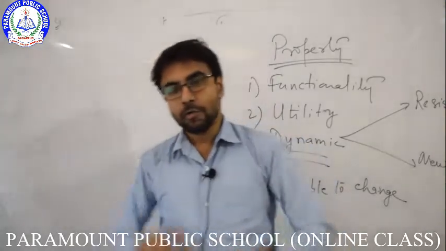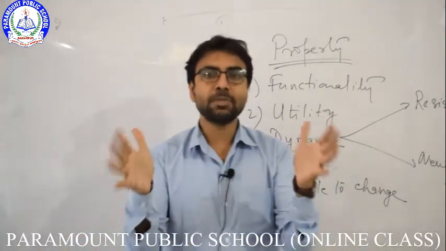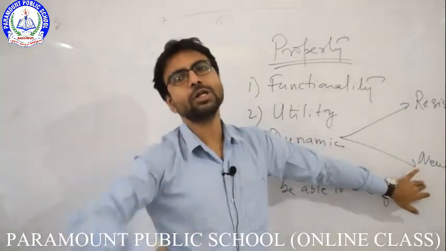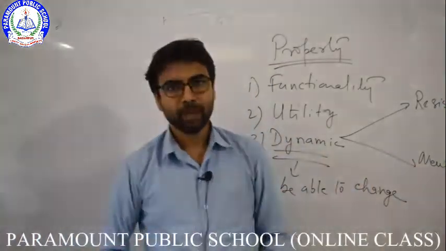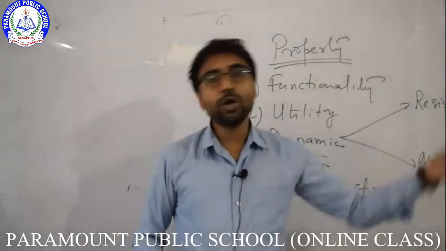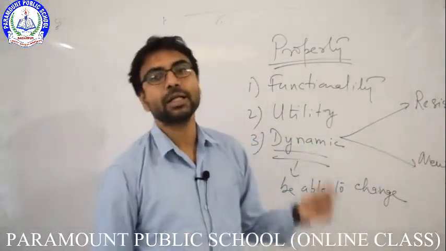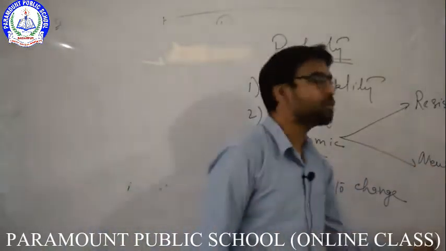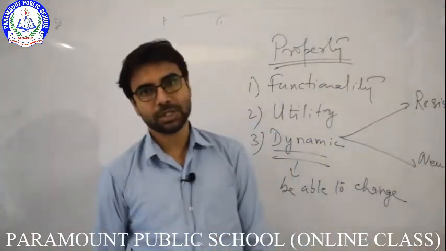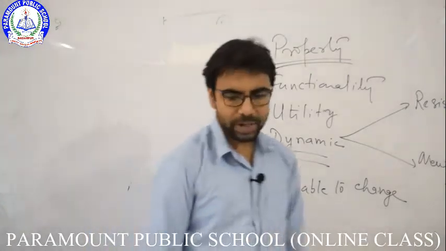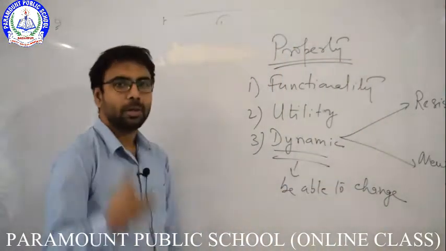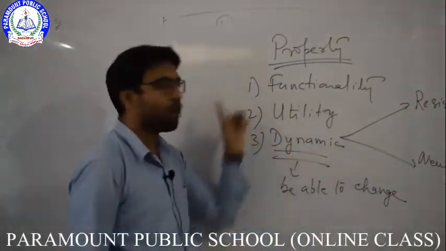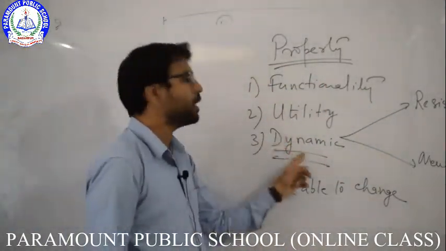For the farmer, this chunk of gold was neutral stuff. It was neither harmful for him nor useful to him. He got it, he kept it. But people with more knowledge knew that it was gold, and they knew what purpose it serves. So suddenly this neutral stuff became a resource. Clear? So these are the properties of a resource: functionality, utility, and dynamic.